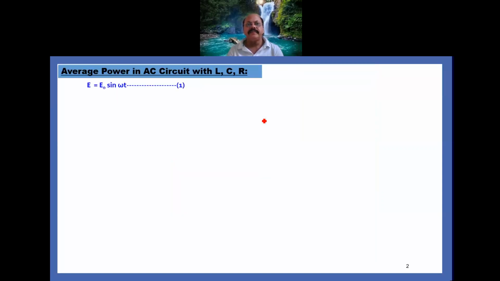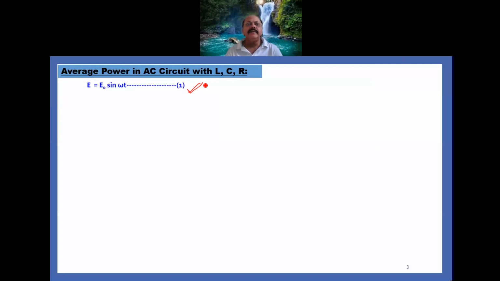The first is average power in AC circuit with LCR. So for that purpose, we consider inductor of inductance L, capacitor of capacitance C, resistor of resistance R connected in AC source of EMF E equal to E naught sine omega t. Mark this equation number 1.